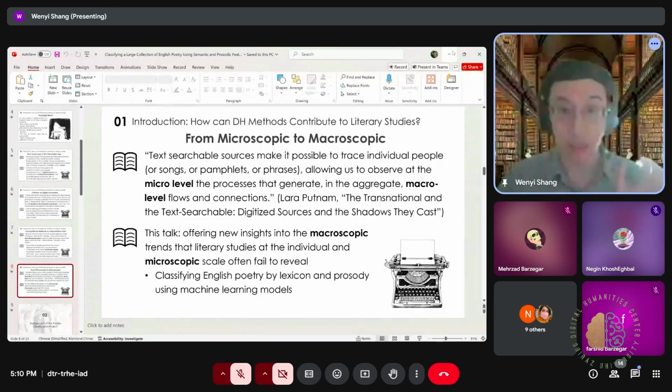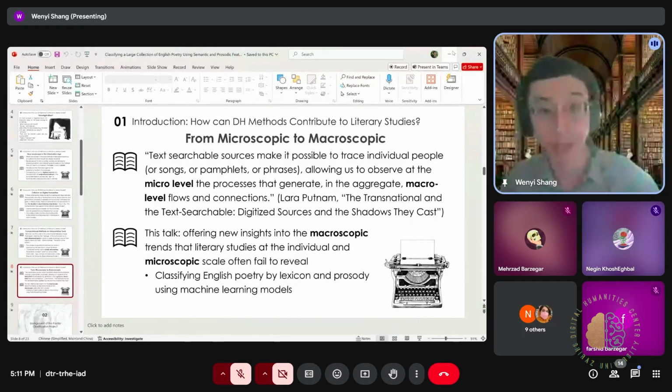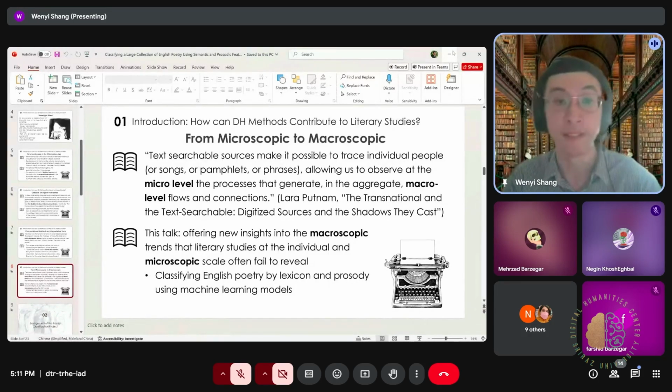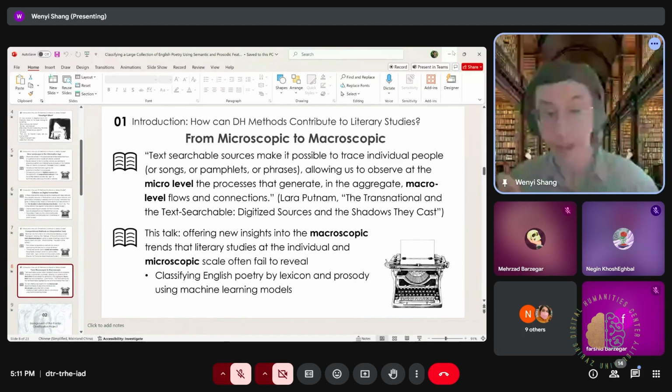According to Laura Putnam in The Transnational and the Text-Searchable, text-searchable sources make it possible to trace individual people, sounds, pamphlets, and phrases, allowing us to observe at a micro level the processes that generate aggregate macro level flows and connections. She's a historian, talking about analyzing historical materials, sources, and documents in a much larger scope. But this is equally relevant to literary studies.